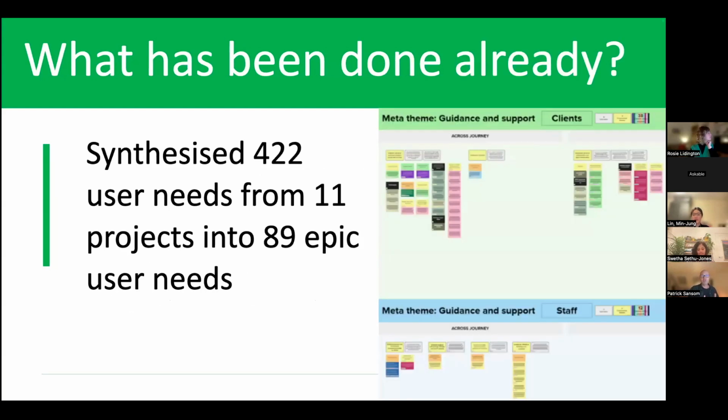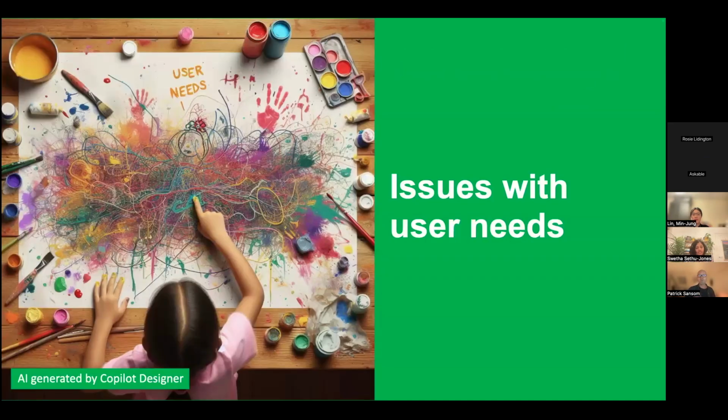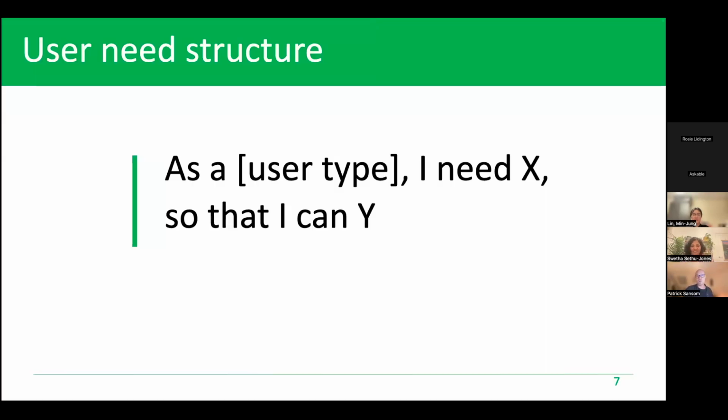As part of that work, I synthesized 422 user needs from 11 projects into 89 epic or higher level user needs. In the process of doing that, I've seen common issues with how the user needs have been written. This is because they are actually quite hard to get right. Take it easy on yourself if you've been writing user needs, they aren't easy. Many of the mistakes I've seen in the 422 needs, I've made myself in the past.